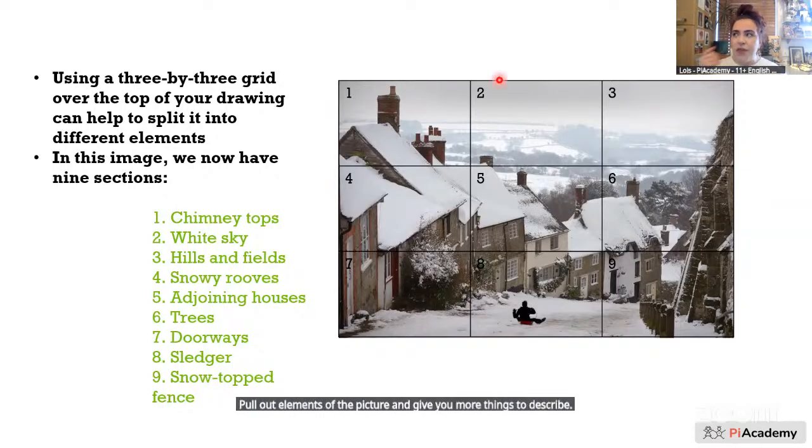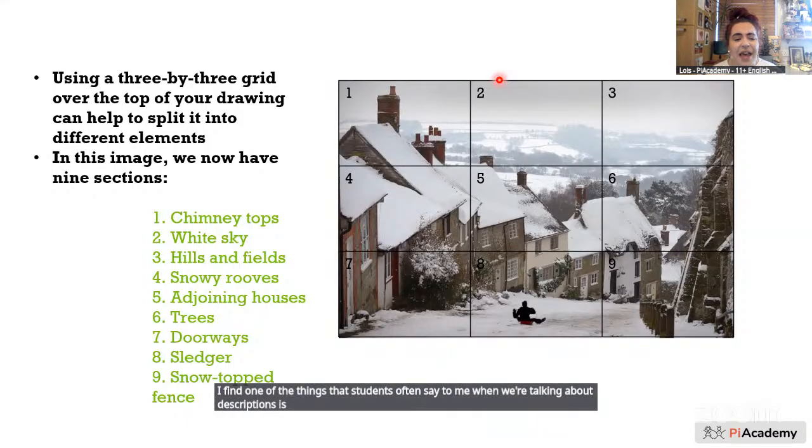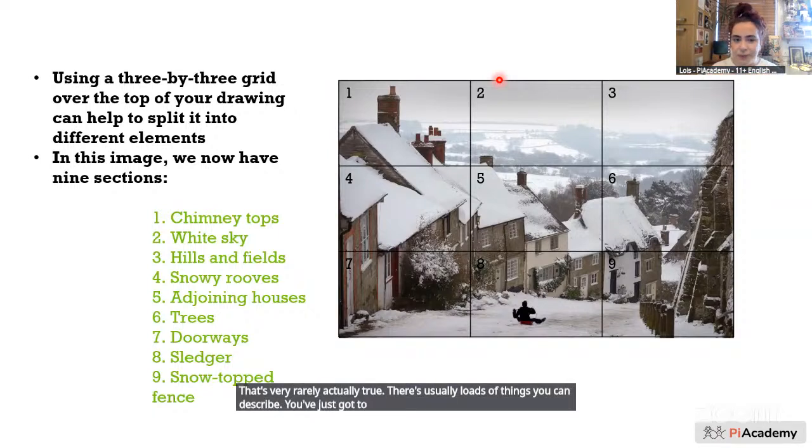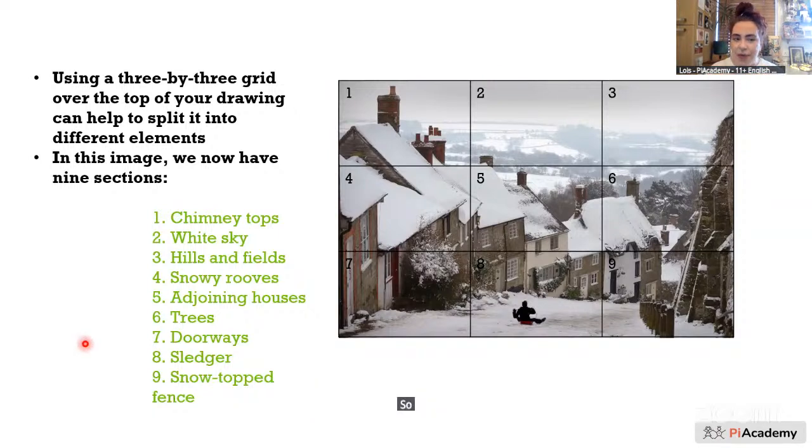One of the things that students often say to me when we're talking about descriptions is, "Oh, I'm running out of things to say. I've described everything." That's very rarely actually true. There's usually loads of things you can describe. You've just got to look more closely. So, first method to try, the grid method.